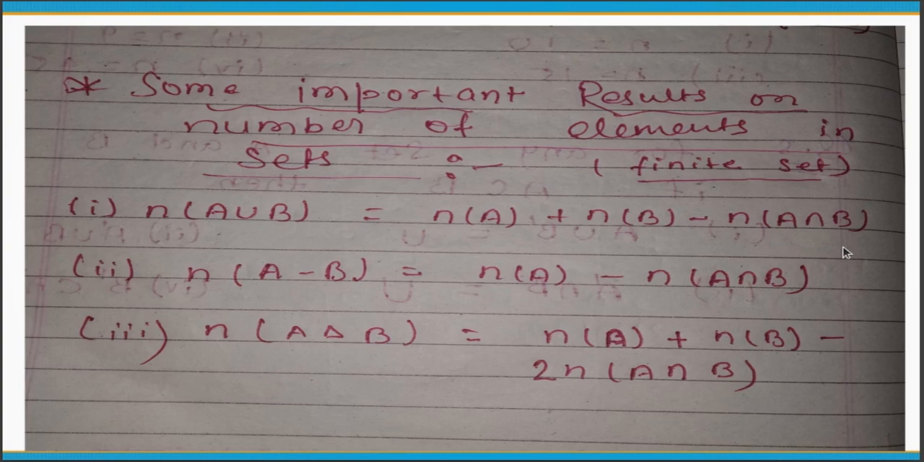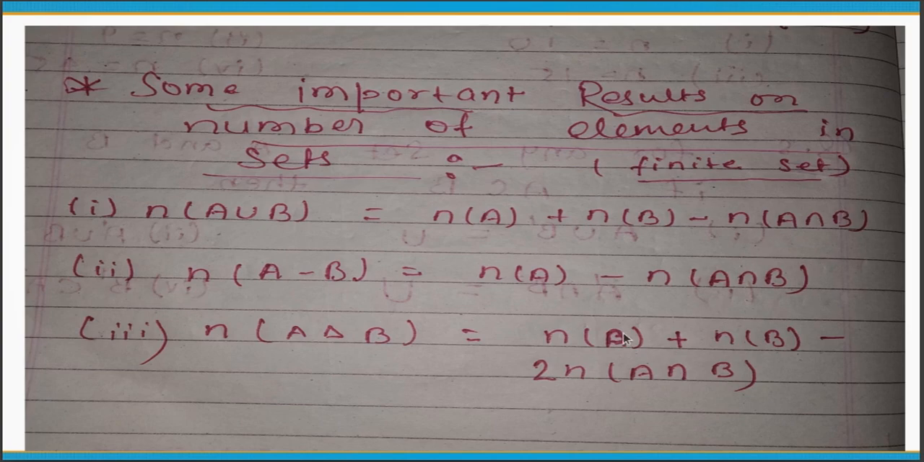Now some more results on the number of elements of a finite set. n(A union B) equal to n(A) plus n(B) minus n(A intersection B). You can draw this using a Venn diagram of A union B, and you can solve it by example. All these formulas are proved in the next question.